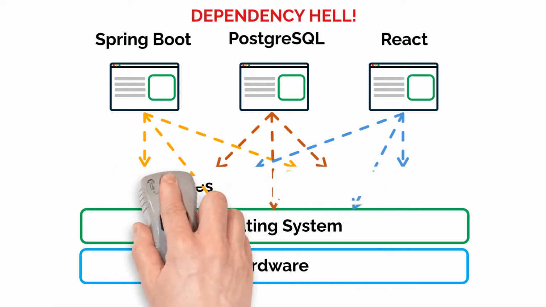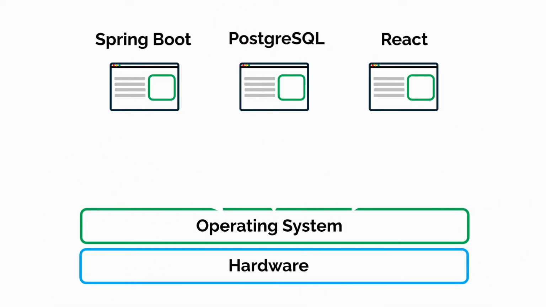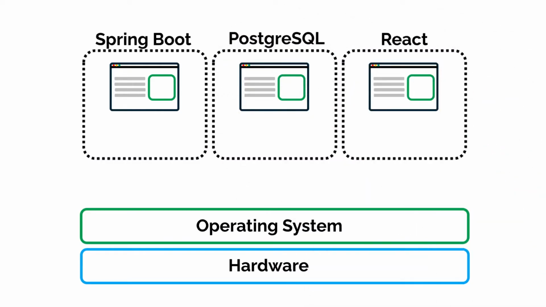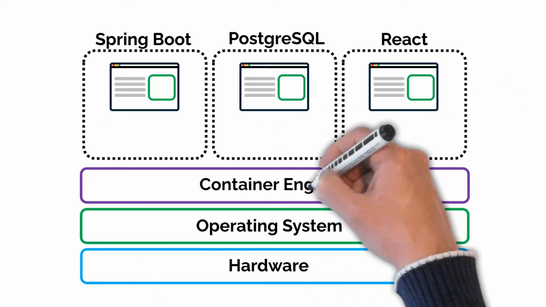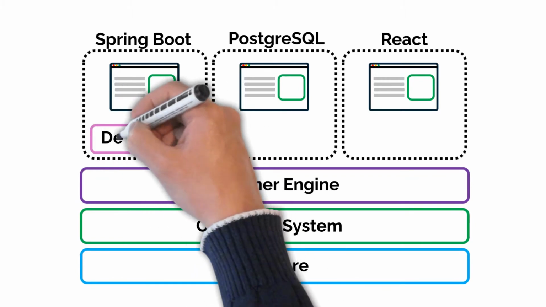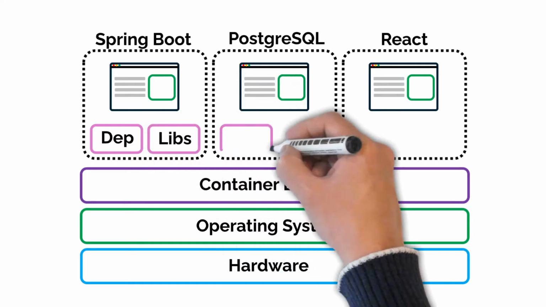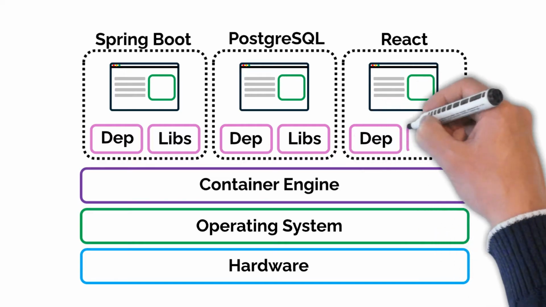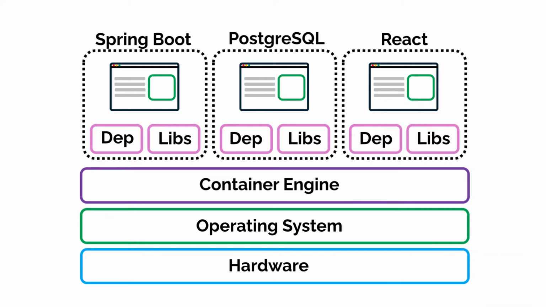To solve this dependency hell, containers provide a way to build, ship, deploy, and scale applications independently. In a containerized setup, you still have hardware and an operating system, but on top of it runs a container engine like Docker, which we'll discuss shortly. This engine creates containers that package applications along with their dependencies and libraries. Since everything is bundled together, containers can move seamlessly between machines without compatibility issues, ensuring consistency across environments.